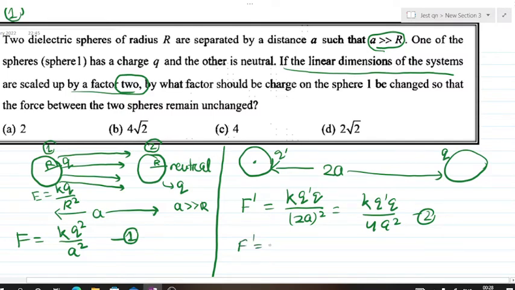Equate equation 1 and 2, F dash equal to F, according to the question. That implies q equals q dash by 4, so q dash will be 4q. So our force remains the same after the linear dimension is scaled up by a factor of 2. Okay, this question is done, that is option C. Let's go to the next slide.